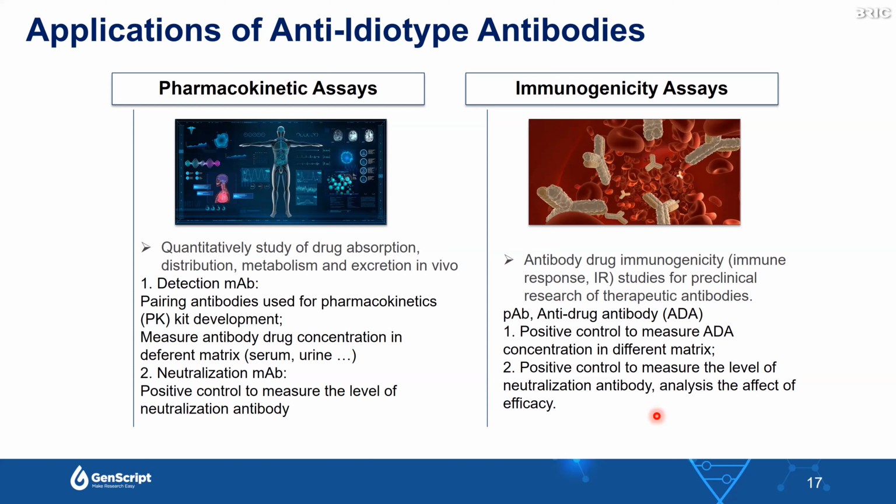An anti-drug antibody is very similar to an anti-idiotypic antibody since both bind to the same antibody drug. Therefore, a pool of polyclonal anti-idiotypic antibodies can be used as a positive control when analyzing for the presence of anti-drug antibody within the patient samples.